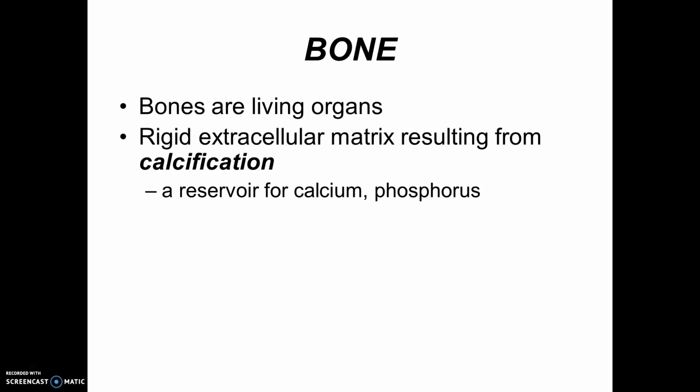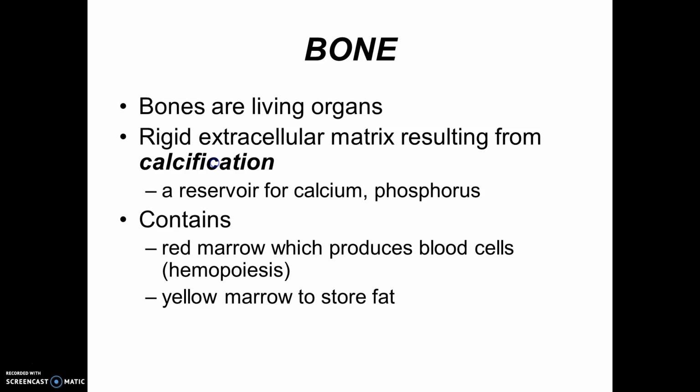Lipids are also found stored in bone. So these are things that we could say are stored with bone. So bone has a storage function. Lipids are stored in yellow marrow, which is found within the medullary cavity of the diaphysis. And we'll see what all of these things are shortly here. Bone contains red marrow, which we just mentioned, which produces red blood cells, or has the role of hemopoiesis, and yellow marrow to store fat.